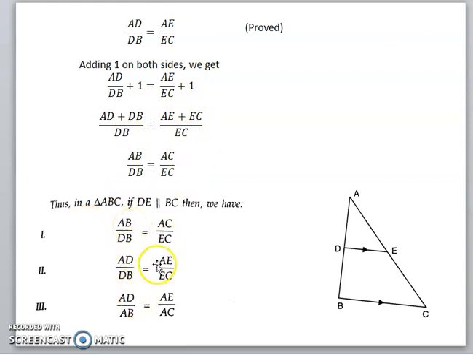We have another 3 relations here. One is AB by DB is equal to AC by EC, already proved above. AD by DB is equal to AE by EC and AD by AB is equal to AE by AC. So as per the requirement of the question, we can use any of the 3 results and also this result. All these are basic proportionality theorem results only.